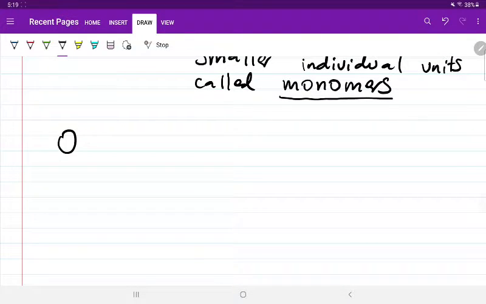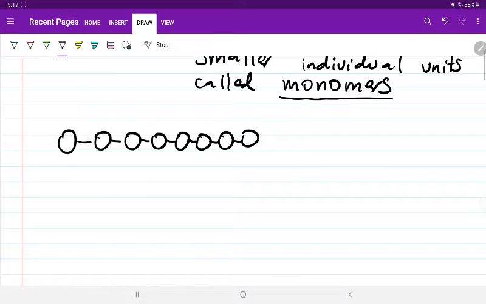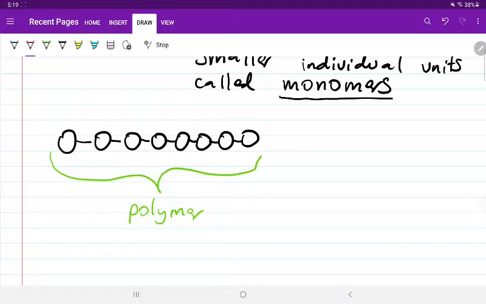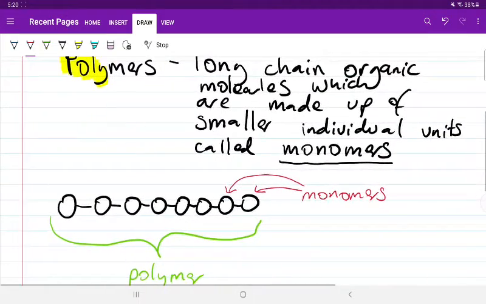So if we think about the necklace, this whole thing right here would be the polymer, but these individual units would be our monomers, all right? So the polymer is the long chain molecule that is formed, and the monomers are the small individual units that make up the polymer, okay?